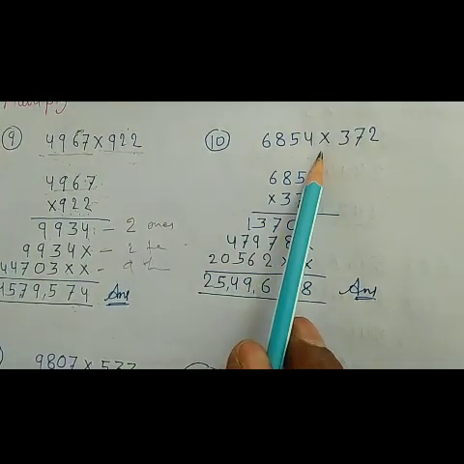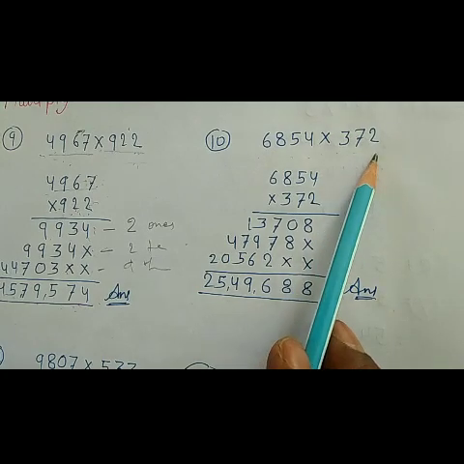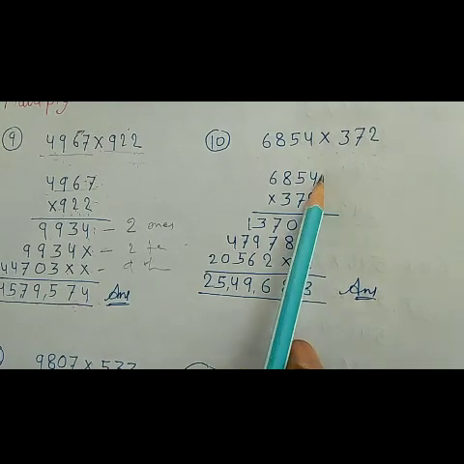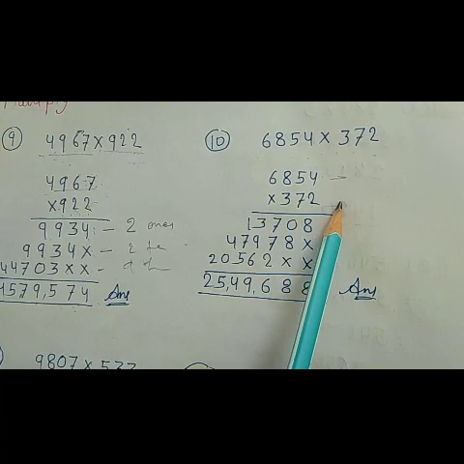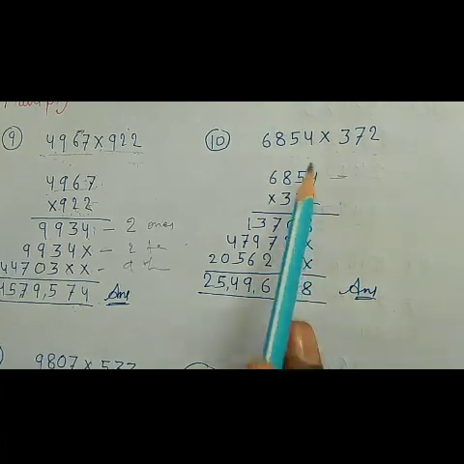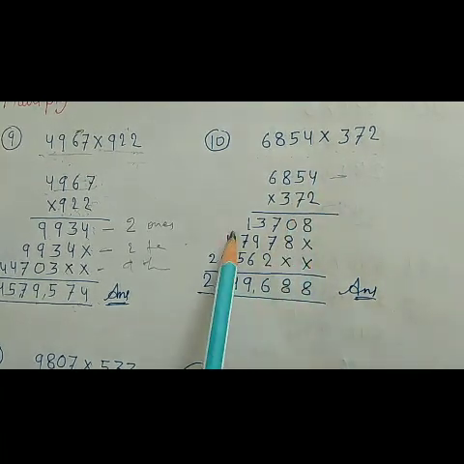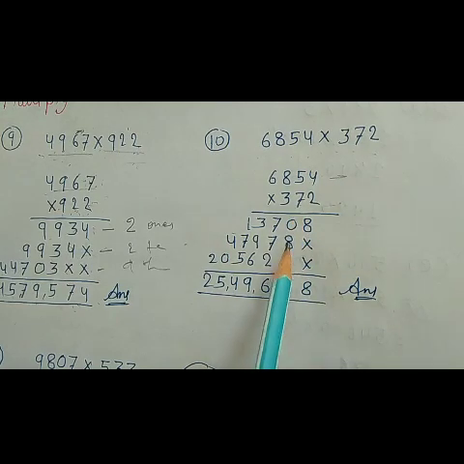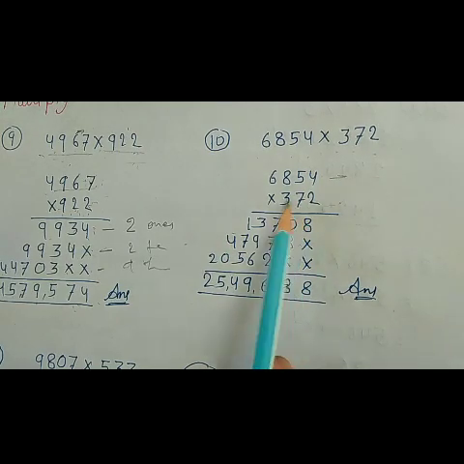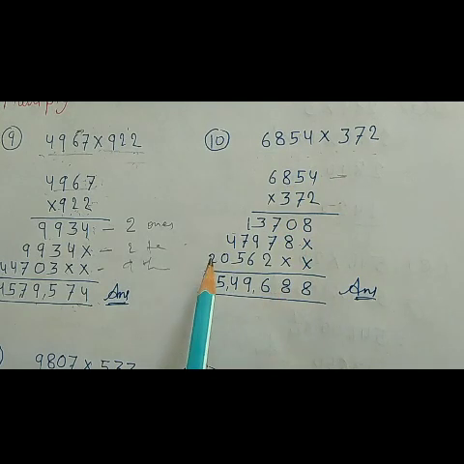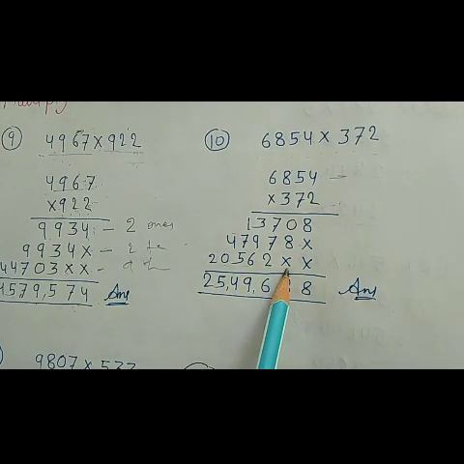Similarly question number 10, 6,854 is multiplied with 372. First of all we will multiply by 2, this is multiplicand and this is multiplier, 2 4s are 8, this again multiply by 7, we will get this, multiply by 300s place, this is this.